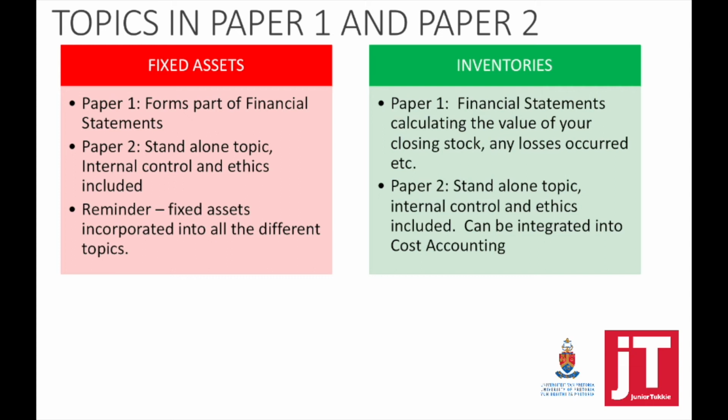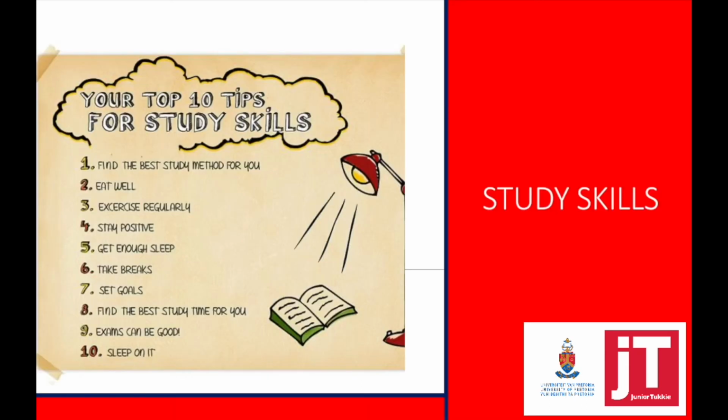For example, if you think about your direct material cost, calculating the value of your closing stock, they can use either weighted average or FIFO. So keep that in mind, how it can also be integrated into different topics.